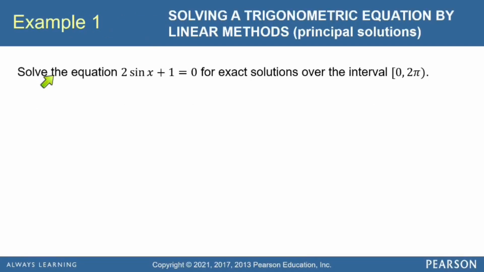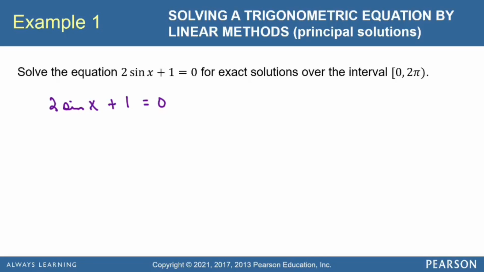So here's example 1, and it says solve the equation 2 sine x plus 1 equals 0 for exact solutions over the interval from 0 to 2 pi. Now we notice here that they asked for exact solutions, so that tells us that we should be able to do everything based on our memorized values, and we should not be having to reach for the calculator. And then the interval that they gave us here, 0 to 2 pi, tells us that we're expected to state the solutions in radian form.